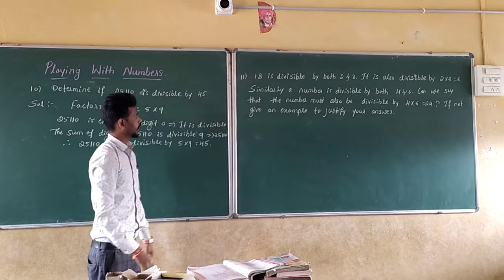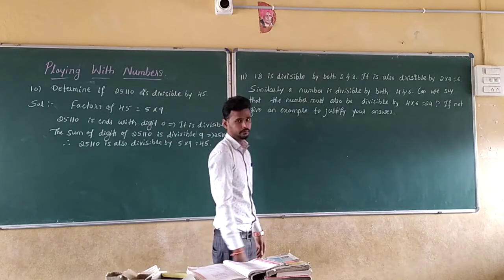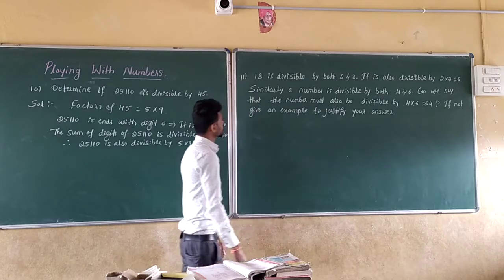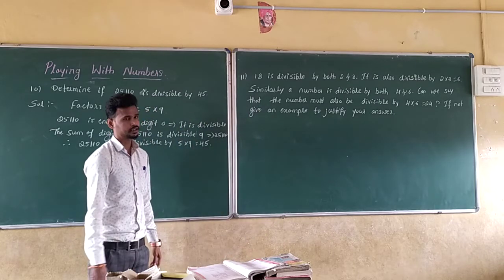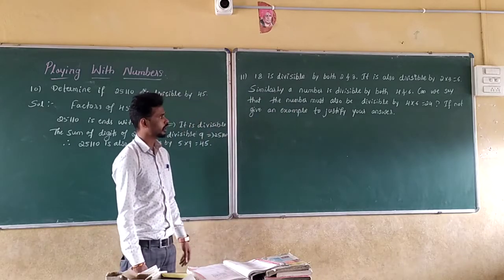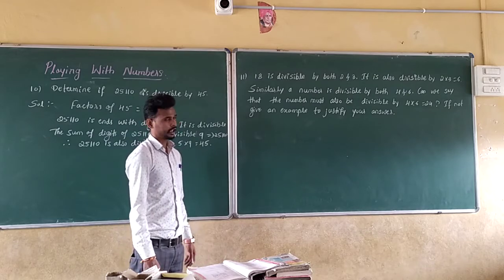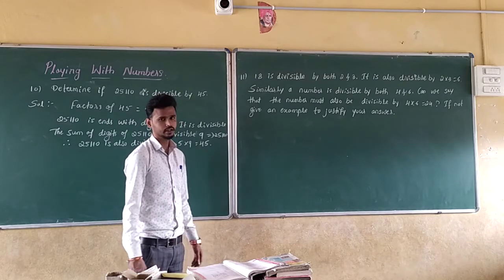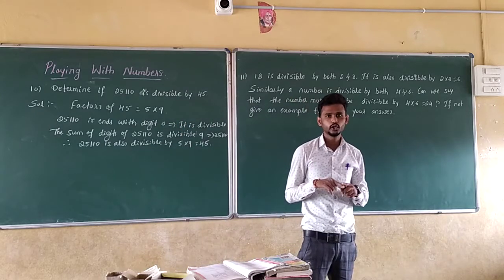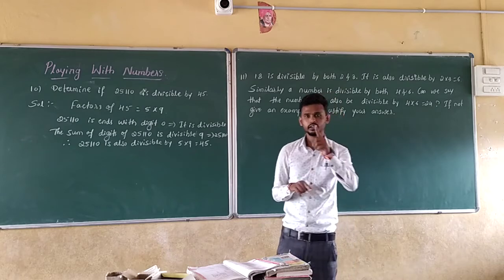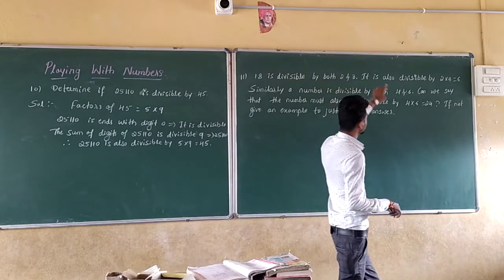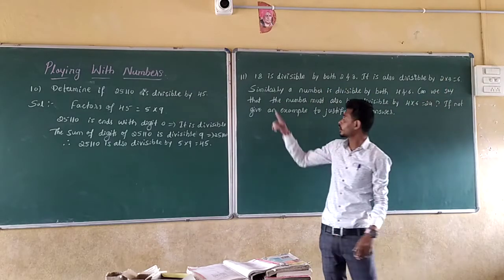18 is divisible by both 2 and 3. It is also divisible by 2 into 3, that is 6. Similarly, a number is divisible by both 4 and 6. So can we say that the number must also be divisible by 4 into 6, 24? If not, give an example to justify your answer. You know the divisibility test: if a number is divisible by 2 co-primes, then it must be divisible by their product. Here 2 and 3 are co-primes, so their product 6 also divides 18.